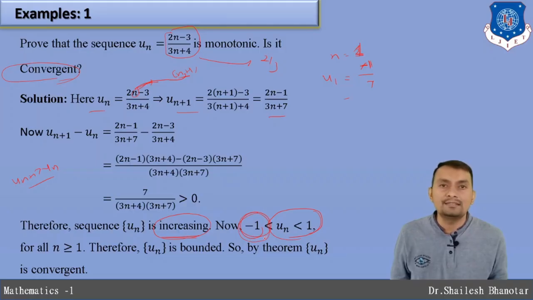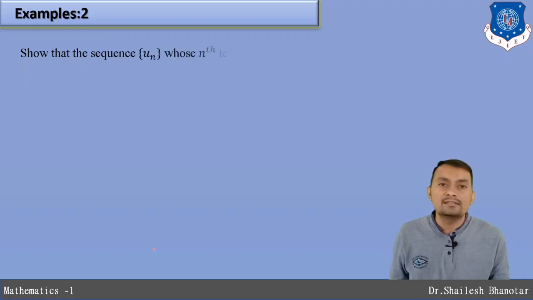So keep that in mind. So this is bounded above by 1 and increasing, therefore we can say that the sequence is nothing but a convergent sequence. Let us see another question whose nth term is given by this one.